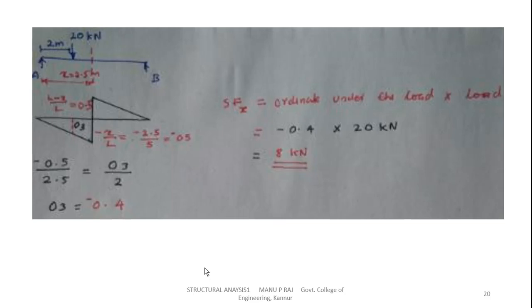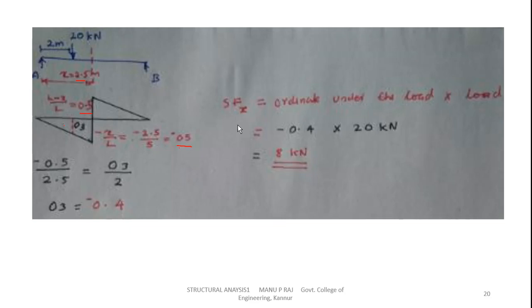Now to find out the shear force at a section at a distance of 2.5 meters, first we will draw the ILD. The ILD will be like this. This is the negative portion, this is the positive portion. This ordinate is minus x by L, and this ordinate is L minus x by L. Minus x by L, with x equal to 2.5, so minus 2.5 by 5 equals minus 0.5. L minus x by L, where L is 5 and x is 2.5, so 5 minus 2.5 divided by 5 equals 0.5, plus 0.5.